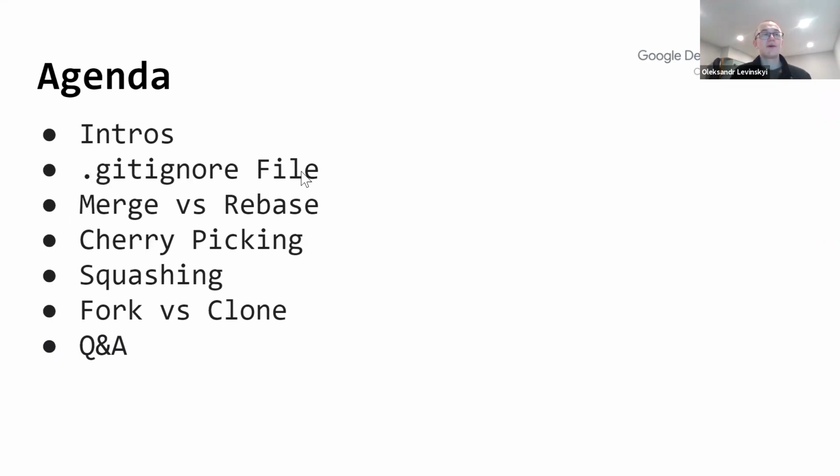Our topics: we will cover the Git Ignore file, what it is, then merge versus rebase, cherry picking, squashing, fork versus clone. Actually, I would appreciate it if you could drop a message in the chat saying how comfortable you are with Git. Are you completely new? Do you have some basics? Do you know what a commit is? Do you know what a branch is, something like this?